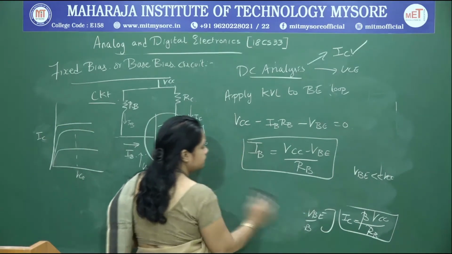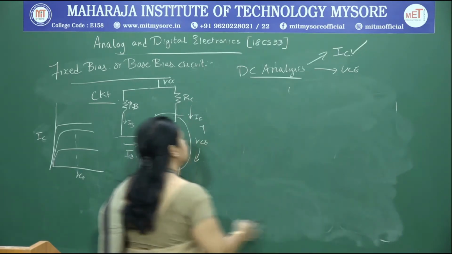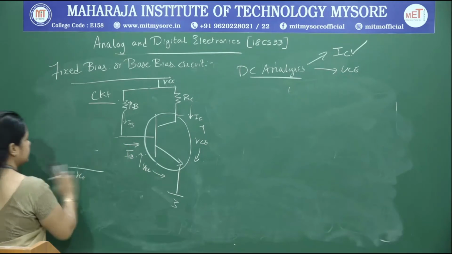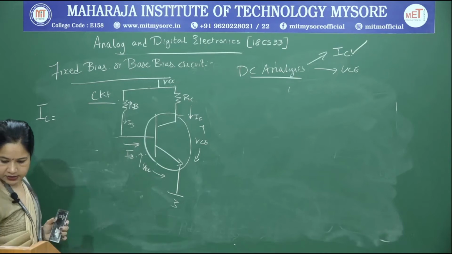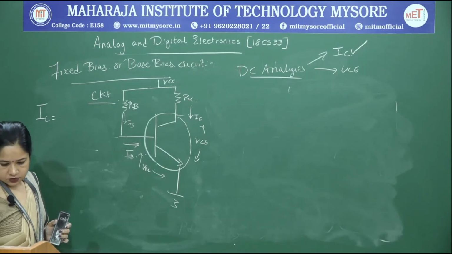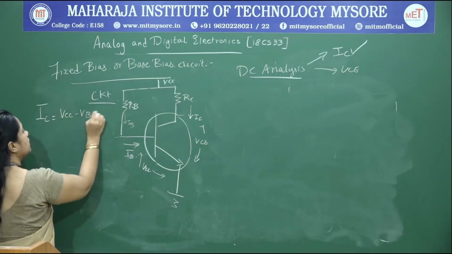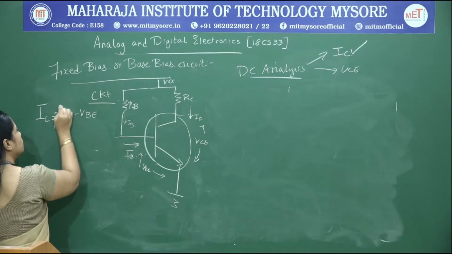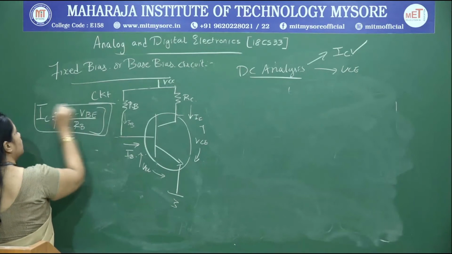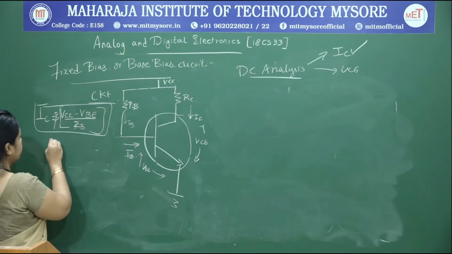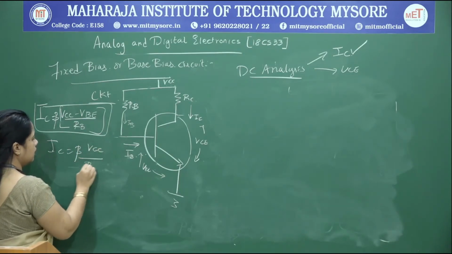So, I continue. What expression did we get for IC? I will just write it here. IC is beta into VCC minus VBE by RB, or if you ignore VBE, IC is beta into VCC by RB.